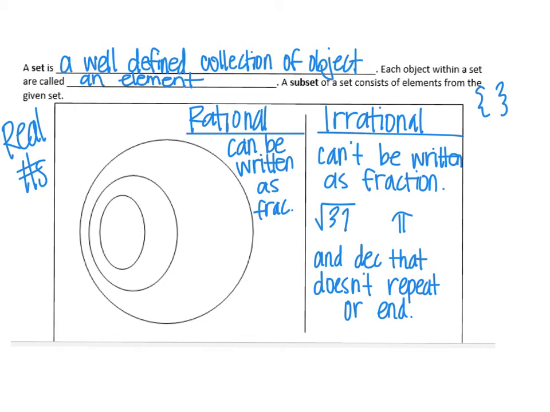Now, rational numbers are easy. It's the square root of a perfect square. It's a fraction. It's a decimal that repeats. Okay? Then irrational numbers are their own set. There are no subsets of irrational numbers. Rational numbers have subsets. So rational numbers are any numbers that can be written as a fraction.